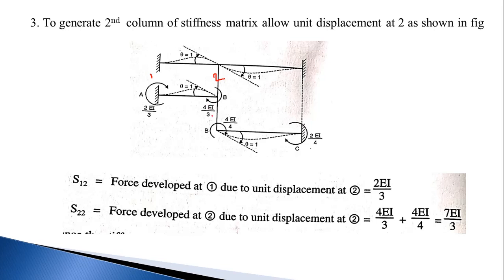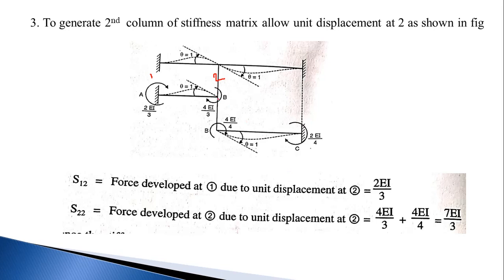So it becomes 4 EI by L at the B point and 2 EI by L at the A point. So force developed at 1 due to unit displacement at 2 becomes 2 EI by L, that is 2 EI by 3. Then next, S22, that is force developed at 2 due to unit displacement at 2.